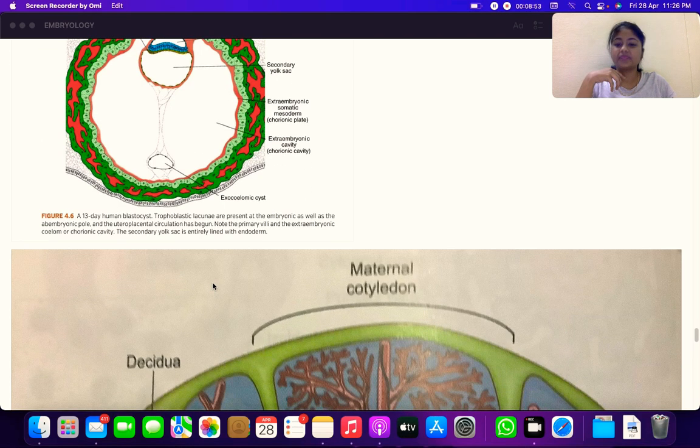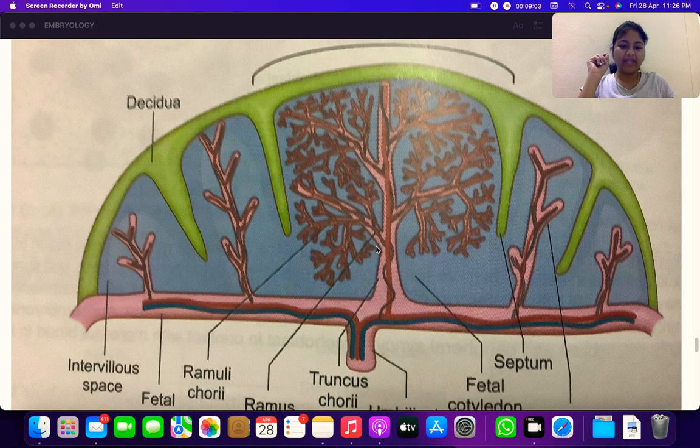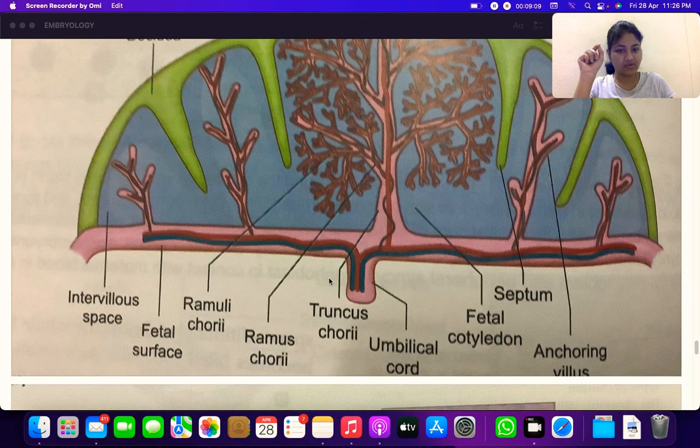And this is the villi of the fetus. There will be a main trunk that is called the truncus chorii. There are multiple branches, called the ramus chorii, and these branches divide into small ones, called the ramuli chorii. Development of placenta we'll discuss in detail in the next session.